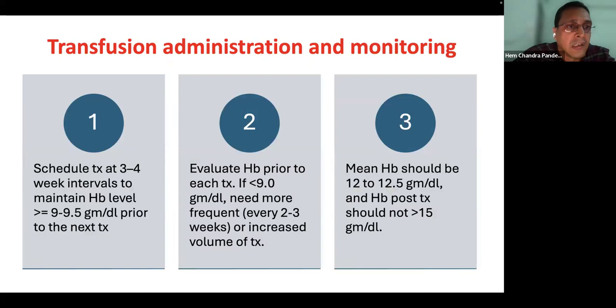Then initially you need to decide how frequently to transfuse. Ideally, initial schedules are at 3 to 4 week intervals, and the target is to maintain hemoglobin above 9 to 9.5 grams. Before the next transfusion, we need to evaluate if the hemoglobin is below the target. That means the previous transfusion was inadequate. So we need to give it more frequently, every 2 to 3 weeks, or we need to increase the volume of transfusion. We should have a target of around 12 to 12.5 in between these transfusions, and it should not increase more than 15 grams per day. This is for a child where there are no complications. If there are cardiac complications, the hemoglobin level might change in those patients.